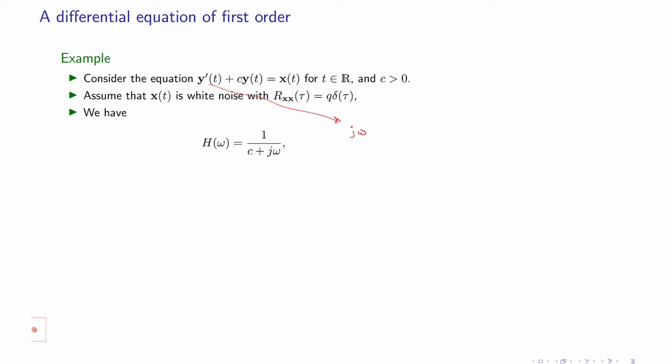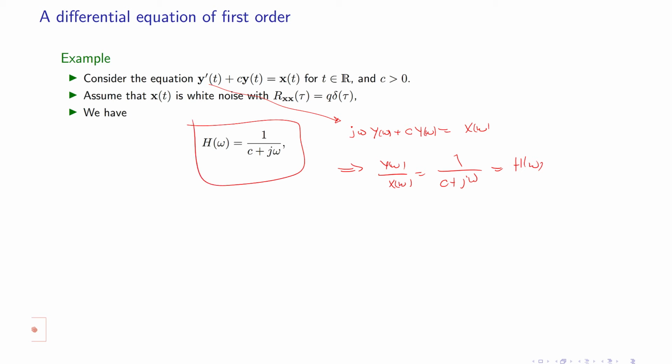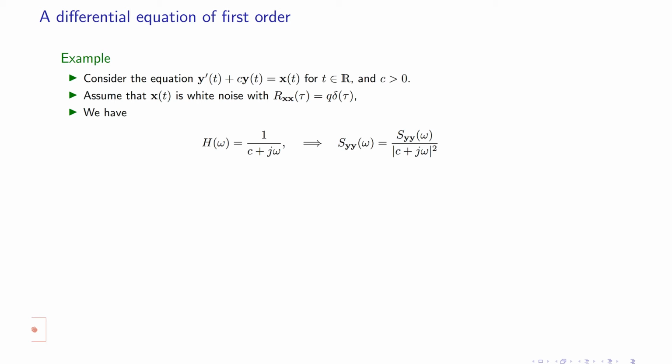get j omega Y of omega plus c Y of omega equal to X of omega. And then from here you could say that Y of omega divided by X of omega is equal to 1 divided by c plus j omega, and this is equal to H of omega, which is the Fourier transform of this LTI filter. So from here, you could say that the power spectral density of the output is equal to the power spectral density of the input times, so this shall be equal to S_xx of omega times the magnitude of H of omega to the power of 2, which is given here.